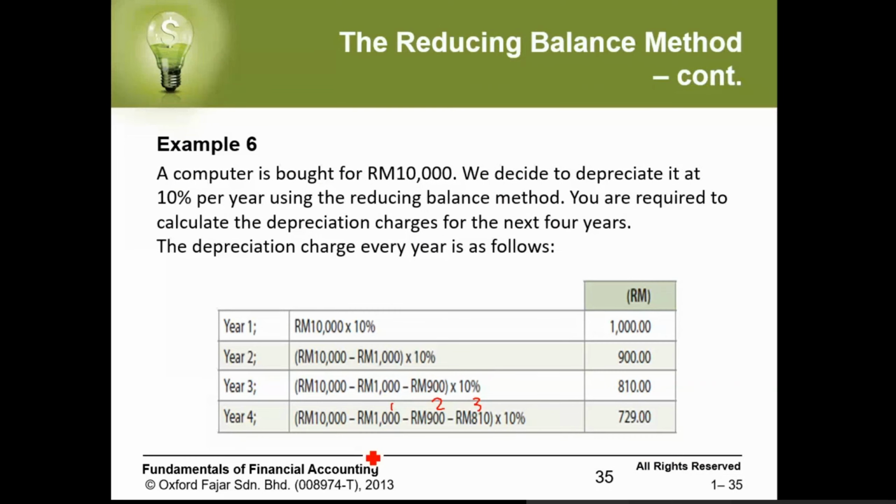As I was explaining here, we have another example about the reducing balance method. It's the same as our previous example. You need to take the cost, deduct from it the accumulated depreciation, then multiply by the percentage.